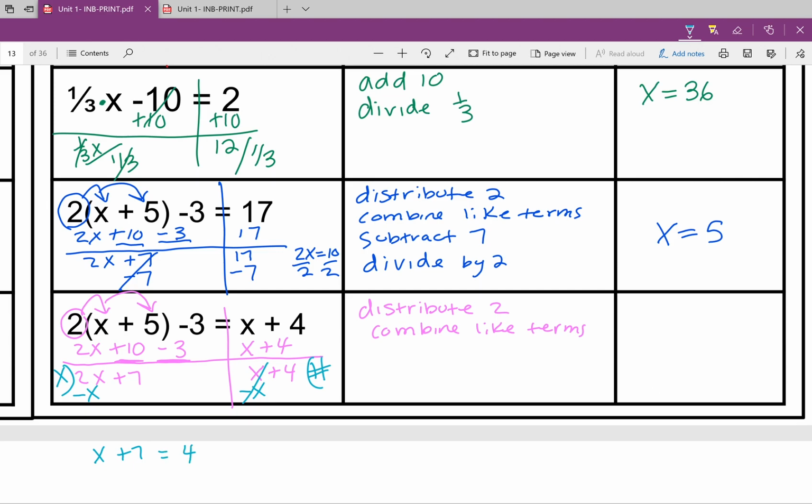And then I have to move my numbers over to the right side, and I'm going to subtract 7. So that means I'm left with x is equal to 4 minus 7, which is negative 3. So let me finish writing those steps down. I moved my x's to the left, my numbers to the right, and then I subtracted 7.